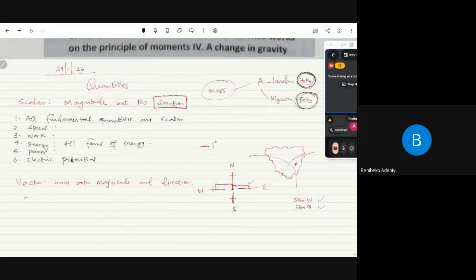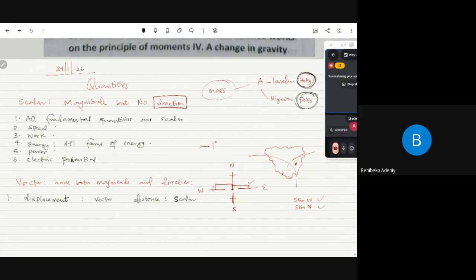For example, displacement, number one. Displacement and distance are almost similar. Just that displacement is a vector, while distance is what? Distance is scalar. Because distance does not have what? It has no direction. Distance is the other name for length, used when we are talking about what?